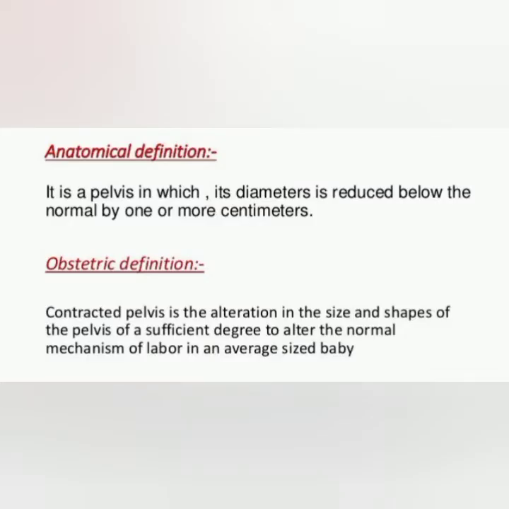Now let us discuss about another important topic in pelvis, the contracted pelvis. In contracted pelvis only I will be discussing about the different deformities of the pelvis. If we see the anatomical definition, it is a pelvis where the diameters are reduced below the normal by some centimeters. Okay. Then if we see the obstetric definition, it is the alteration in the size and shapes of the pelvis and it will alter the normal mechanism of labor.